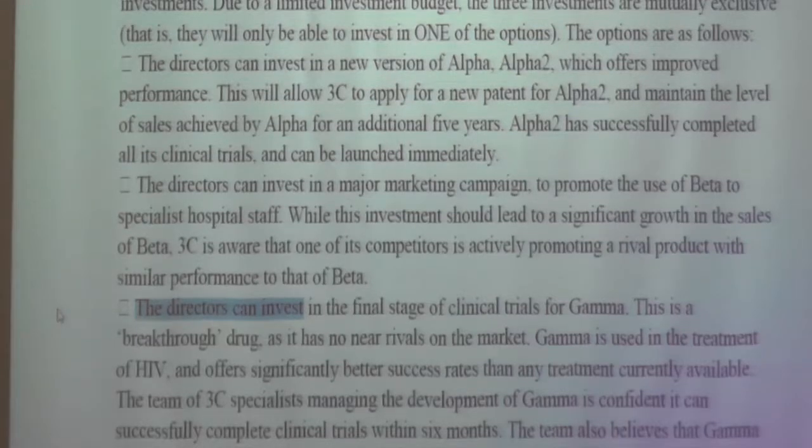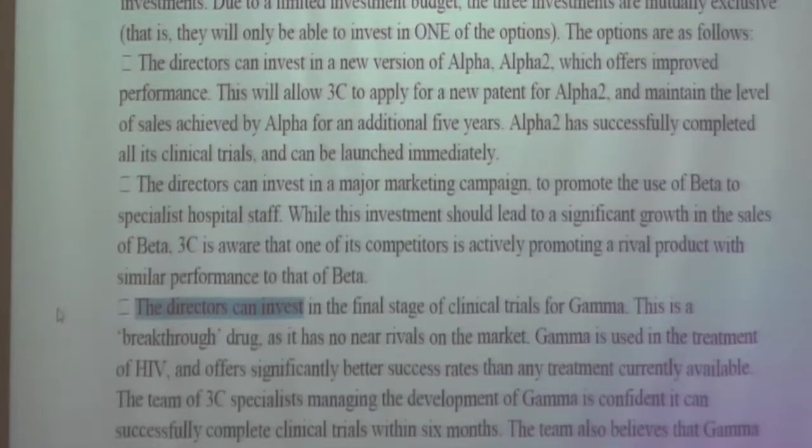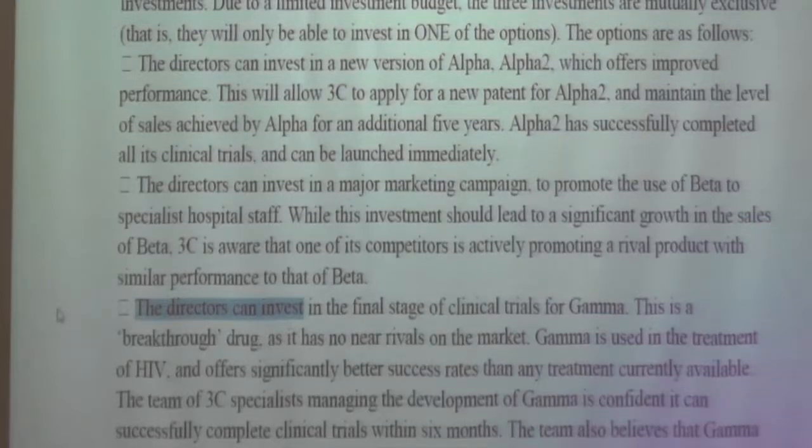Gamma is used in the treatment of HIV that offers significantly better success rates than any treatment currently available. Another advantage. So to that breakthrough drug story, you can apply this also. The team of 3C specialists managing the development of gamma is confident it can successfully complete clinical trials within 6 months. Because 6 months is a long time.